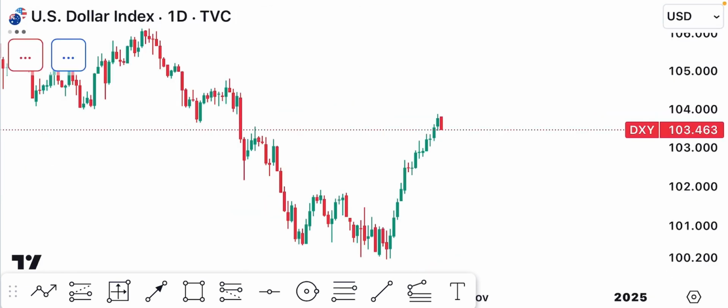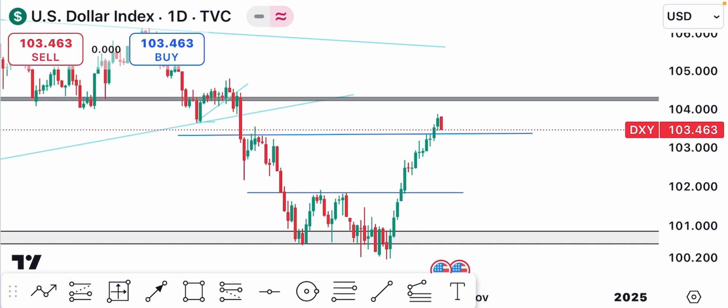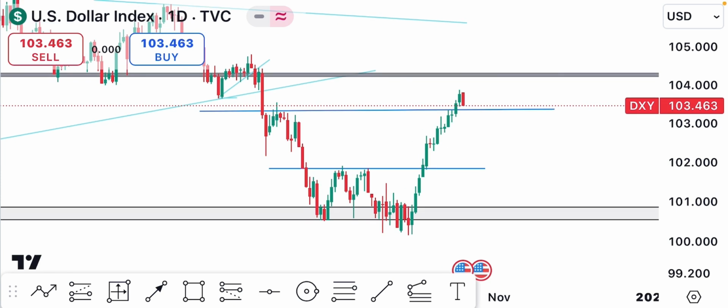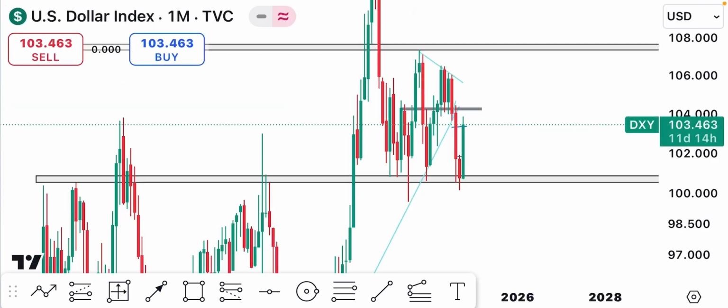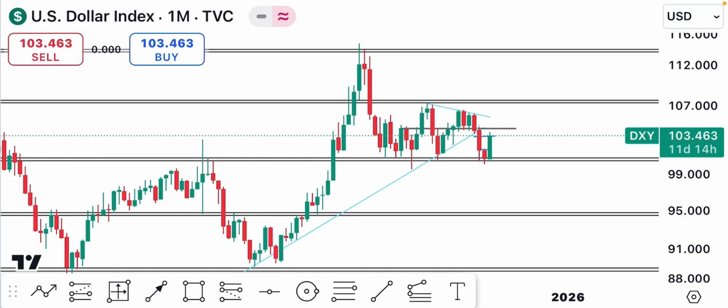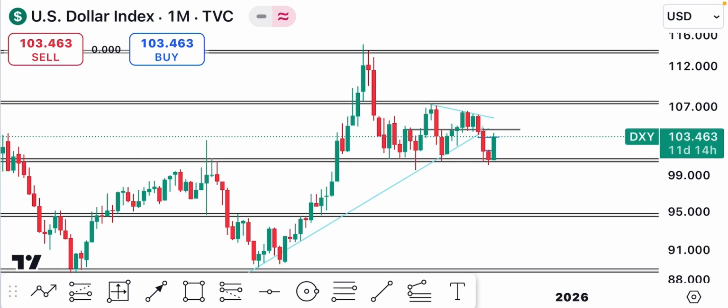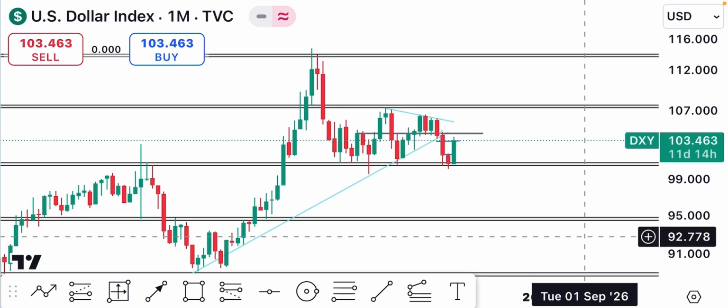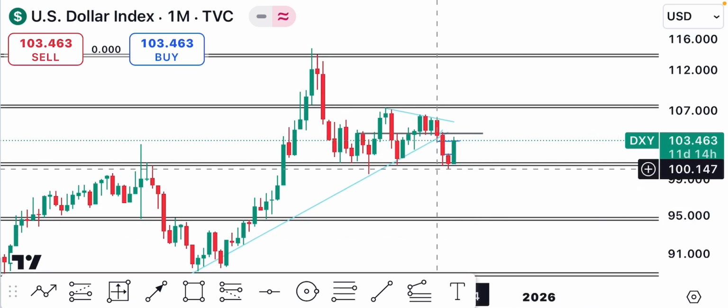I'm going to move on to the DXY. And we already know, guys, that the DXY is the inverse of AUD/USD, EUR/USD, and GBP/USD. Whatever you see on the DXY chart is the reversal of what's happening on these pairs. So yes, guys, this is a monthly time frame.